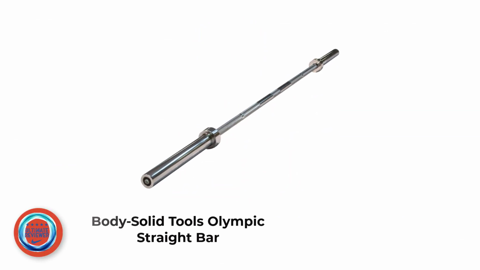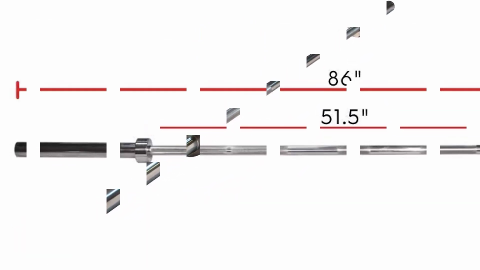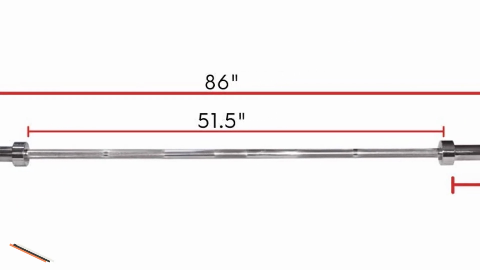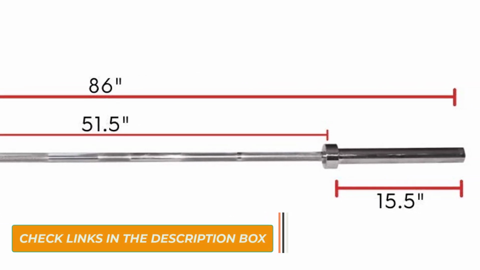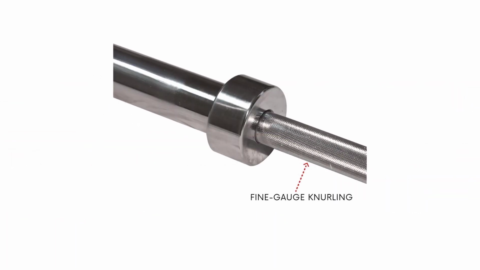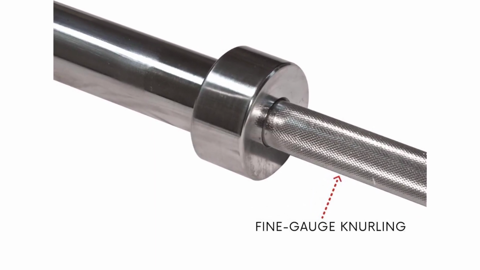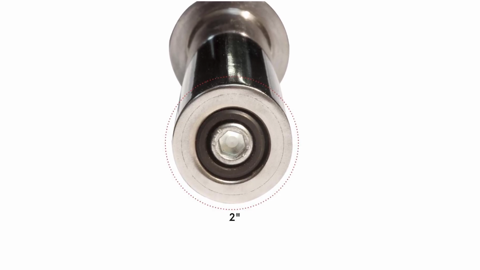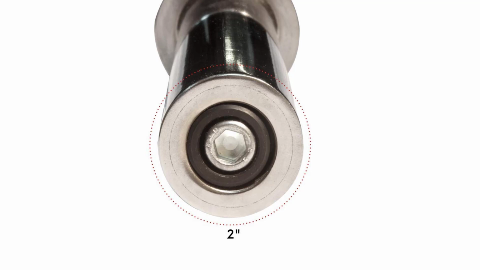Number 3. Body Solid Tools Olympic Straight Bar. The Body Solid Tools Olympic Straight 7 bar is a reasonably priced choice in Olympic bars. This bar features a triple-plated chrome finish that helps protect against rusting, chipping, scarring and peeling. The bar weighs 44 pounds with a 2 inch diameter for Olympic plates. It features a collar length of 15.5 inches, so you can pile on those plates. It can handle up to 600 pounds, making it a good choice for average lifters. It also features a knurled grip that runs along the length of the bar for a strong grip.